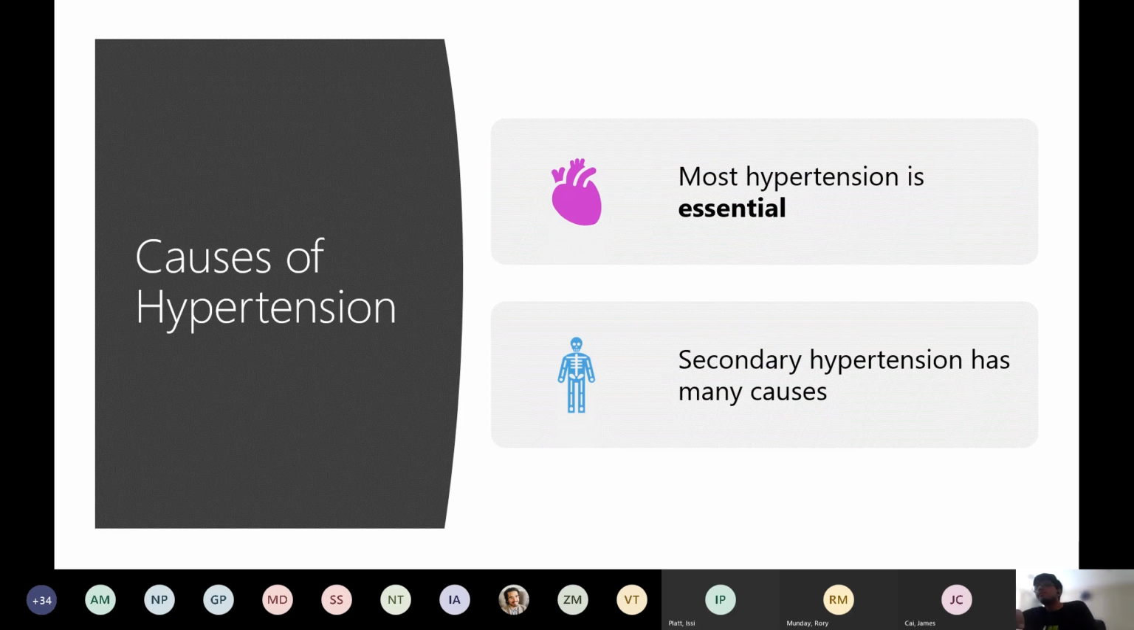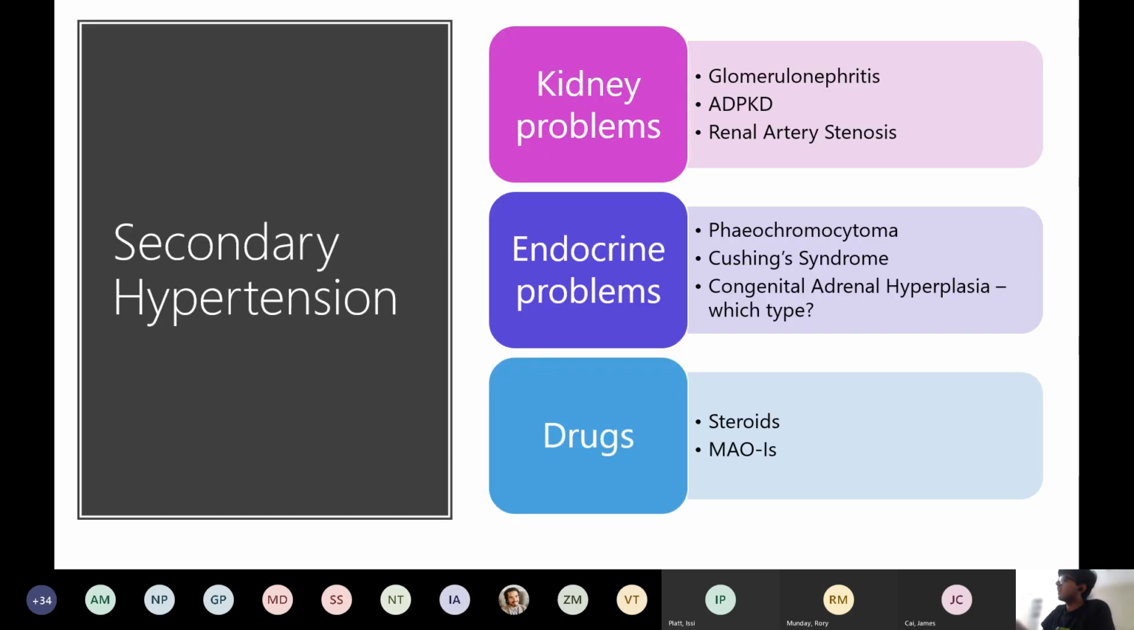Causes of hypertension. Most of hypertension is essential hypertension. We don't really know what's causing it. We can theorize about renin problems and nitric oxide problems, but at the end of the day, it's idiopathic. Secondary hypertension is, however, very important, and there's lots of different causes. So if you had to categorize them, what are the causes of secondary hypertension?